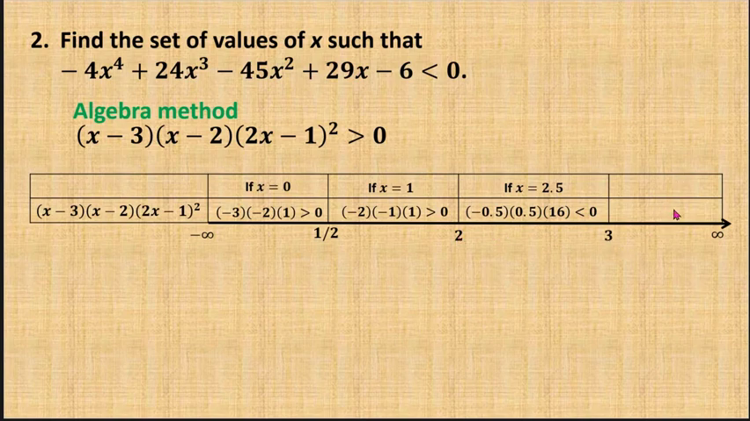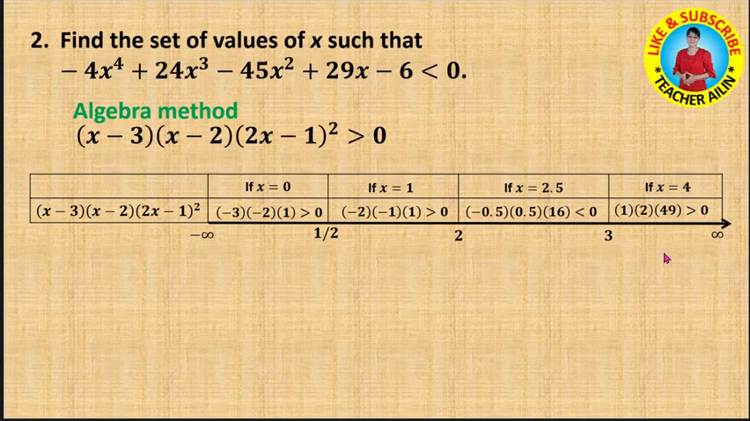Then the last region. One value of x is chosen. Let's say I choose 4. When x is 4, x minus 3 is 1, x minus 2 is 2, 2x minus 1 to the power 2 is 49, and the overall value is a positive value which is greater than 0. This result shows that the polynomial is greater than 0 when x is greater than 3.